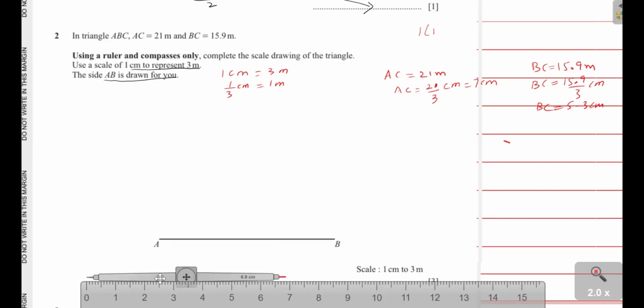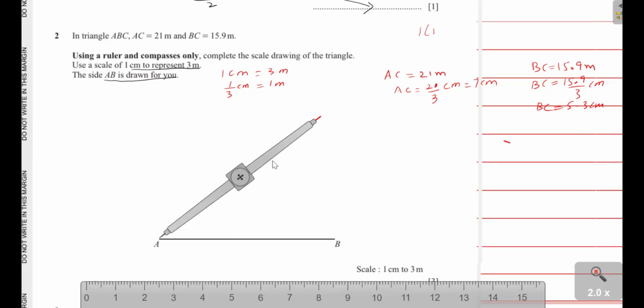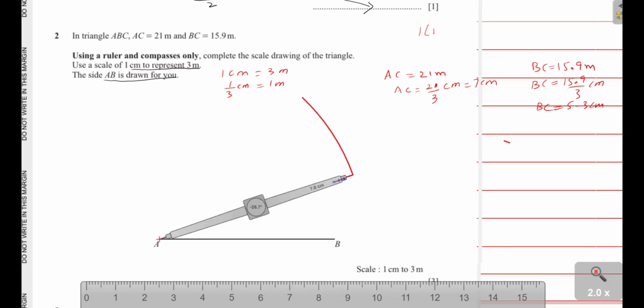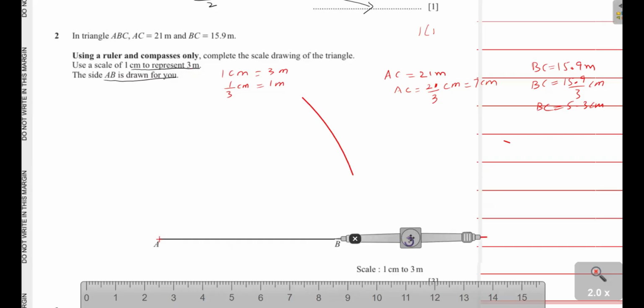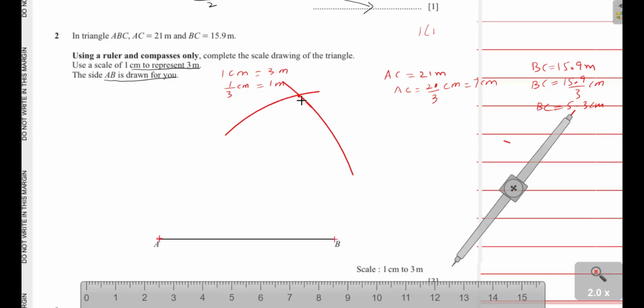Look here, this is the compass, digital compass, and the length here is 7 centimeters, and with this length of 7 centimeters, we will draw an arc by taking the center A. And this arc, look here, this is the arc of 7 centimeters, and next we will draw an arc of 5.3, taking B as a center. Both arcs intersect at this point.